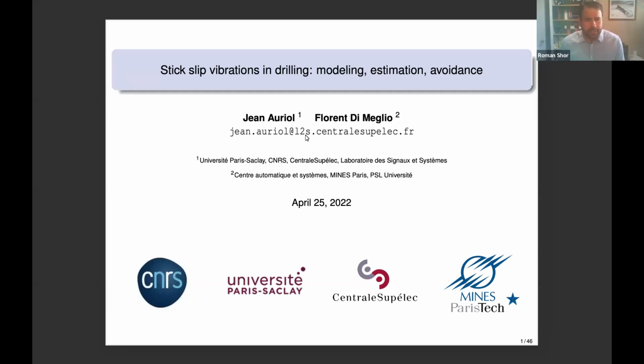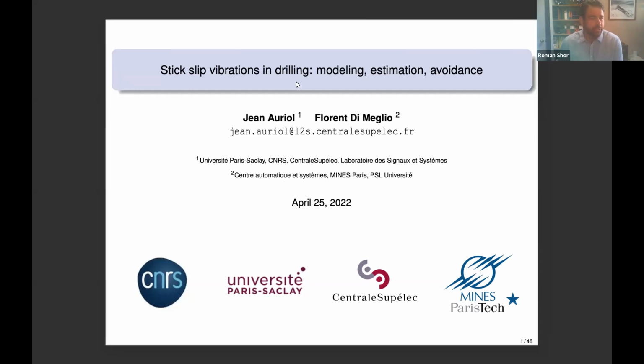All right, so hello and welcome everyone to the third installment of the Open Source Drilling Community's technical series. So this afternoon, depending where you are on the planet, we'll be hearing a little bit about stick-slip vibration. So how do you model it, how do you estimate it, then also how do you avoid it?